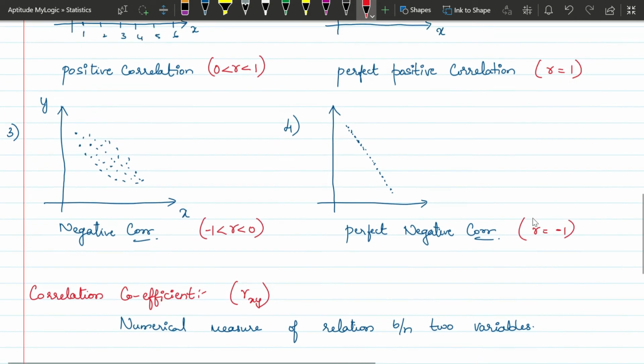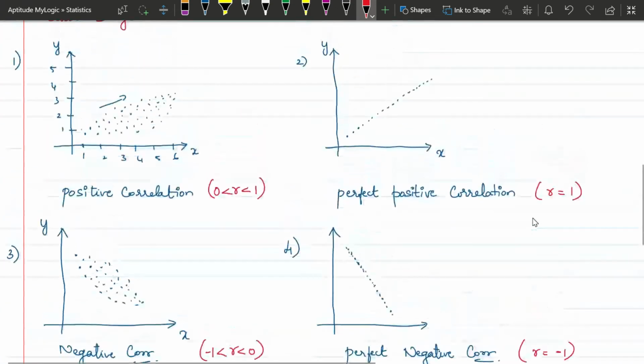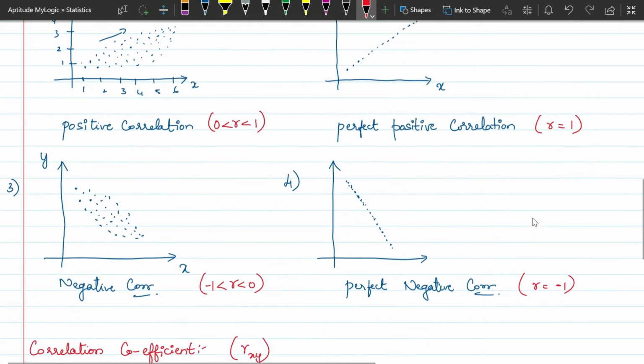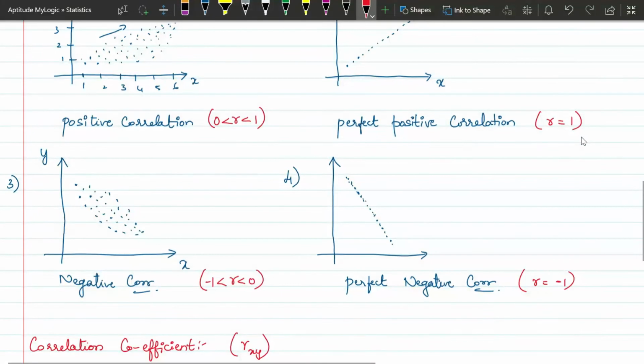So basically it's easy to remember. For zero correlation, R is 0. If it is positive, it's greater than 0. If it's negative correlation, it is less than 0. If it's perfect positive correlation, it is exactly equal to 1, and perfect negative correlation is -1.